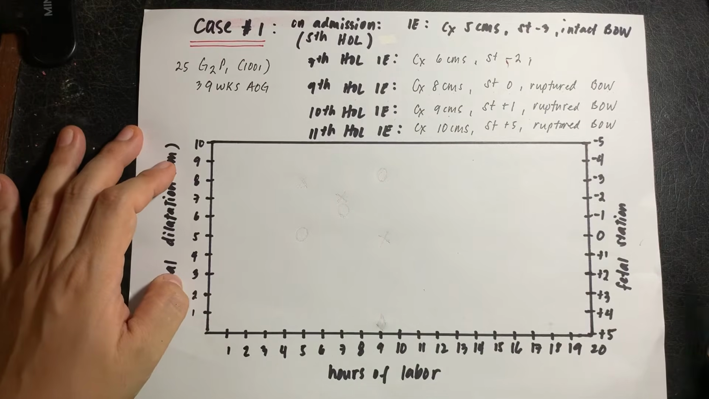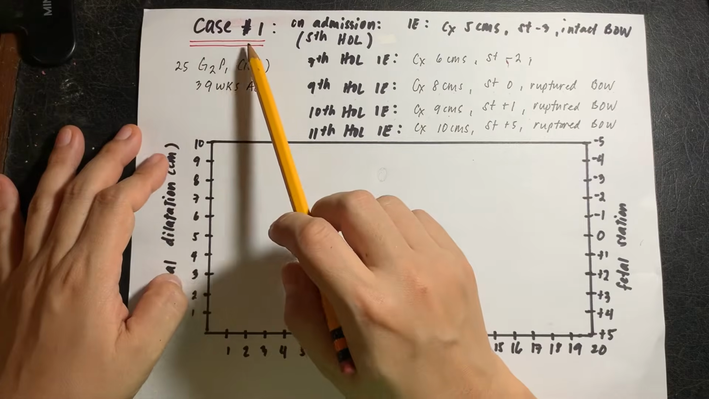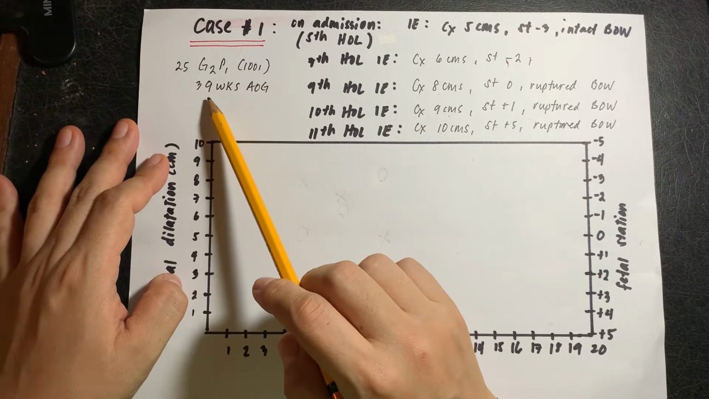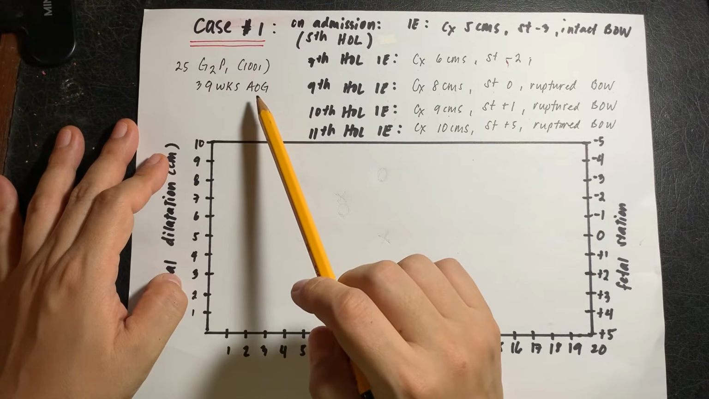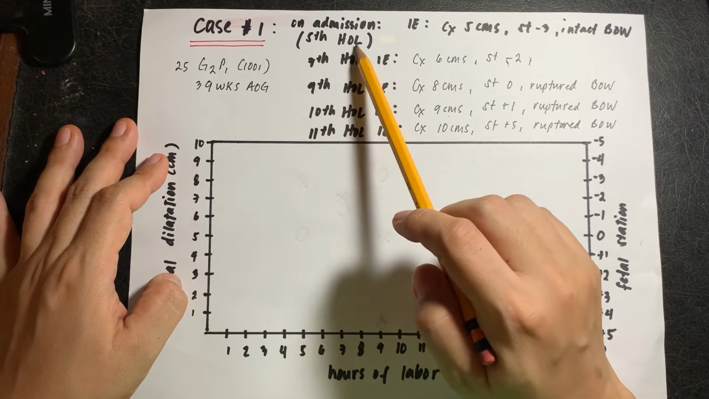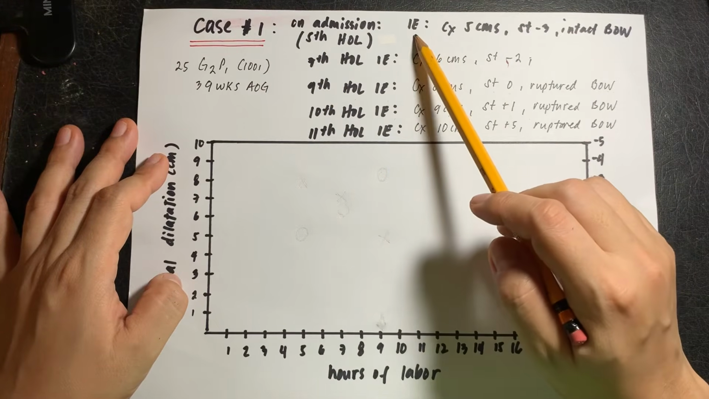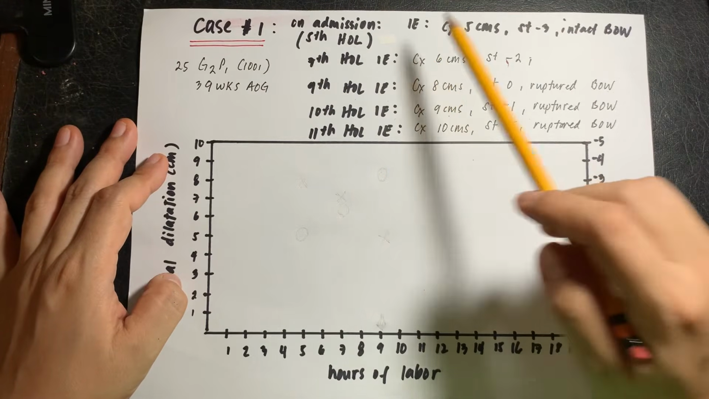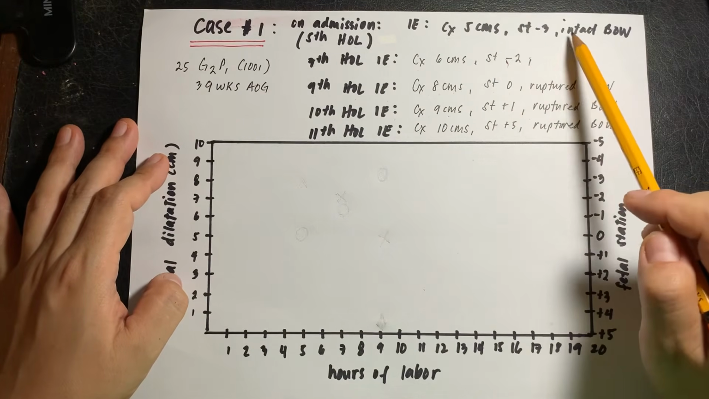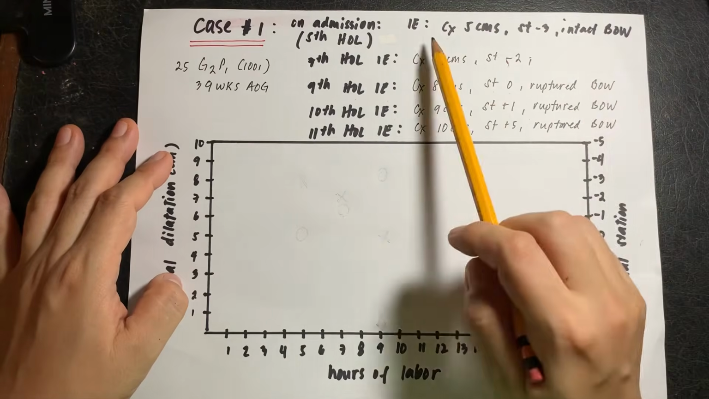Okay, so let's practice. First, we have case number 1. This is a case of a 25-year-old G2P11001, 39 weeks age of gestation on admission. On admission, she came in at her 5th hour of labor. The internal examination at the time of admission showed a cervical dilatation of 5 centimeters, station -3, intact bag of waters. So we'll plot this first.